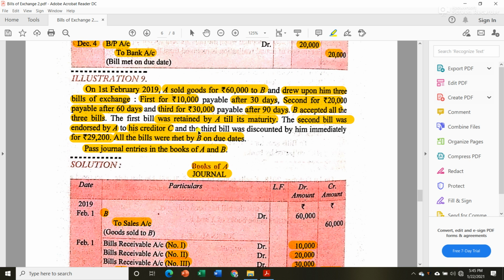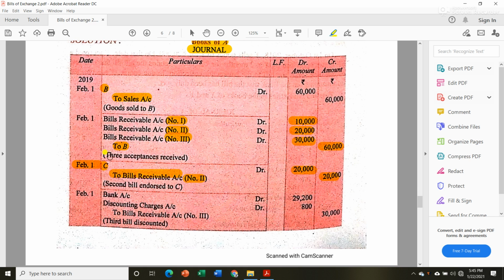Then they said that the third bill was discounted by him immediately. Immediately means on the 1st February itself. He discounted it for 29,200. That means the actual value of that third bill was 30,000, but he got only 29,200. That means the remaining 800 is the discounting charges. So we don't have to calculate, you can simply make the entry directly here.